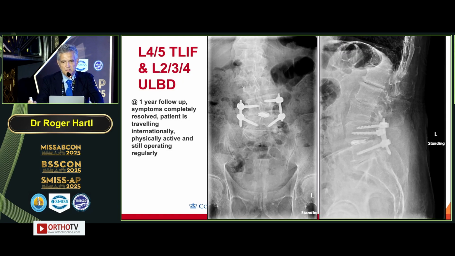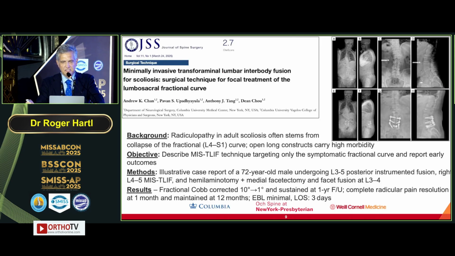So the symptoms were really based on that L4-5 level, and the patient didn't have any mechanical back pain, was not really symptomatic from the rest of the scoliosis except for neurogenic claudication. So we did a one-level MIS-TLIF at L4-5 and then did multi-level tubular decompressions at the levels above, where he had central stenosis but not a lot of foraminal stenosis. And this patient now, 1 year later, did very well, is back working and traveling.